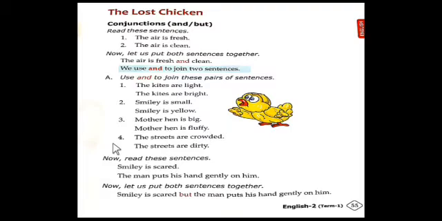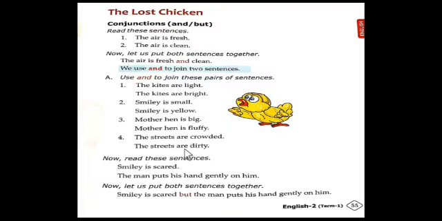Then the last one. The streets are crowded. The second sentence, the streets are dirty. How do you make one sentence of these two sentences, adding the conjunction? The streets are crowded and dirty. So here also we use and to join these two sentences.